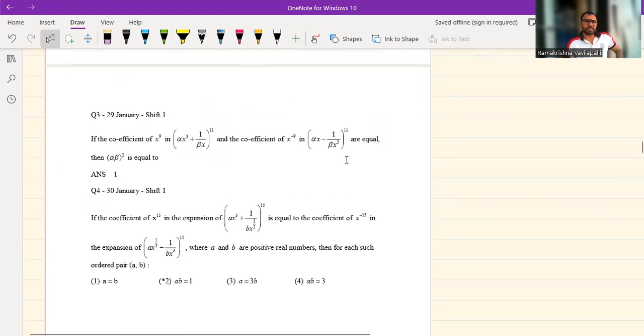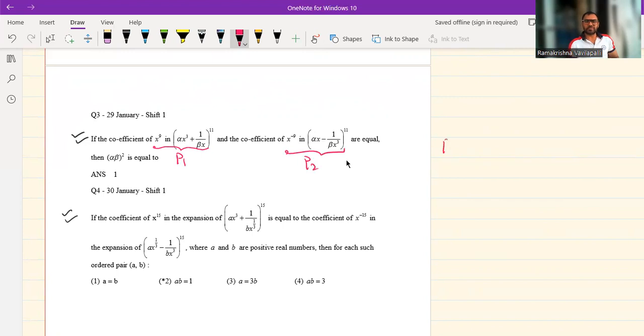Here you see, in the January session, they have asked two similar questions. Both are almost the same. So I will solve only one question and the rest will be given to students. Here I'm going to solve the first question. If the coefficient of x power 9 in this expansion, right? So here I am writing part 1. This is part 1. This is part 2.